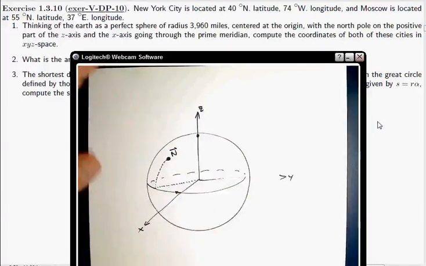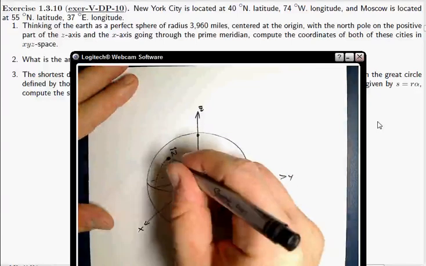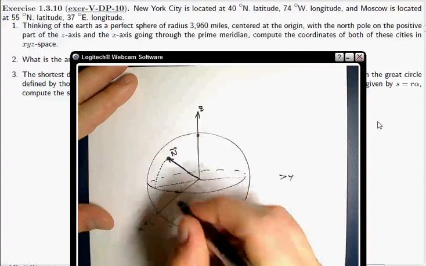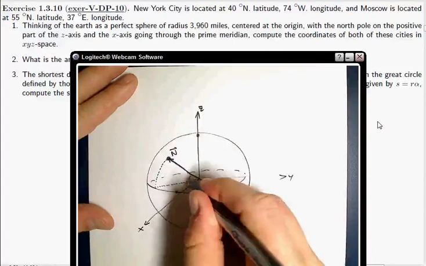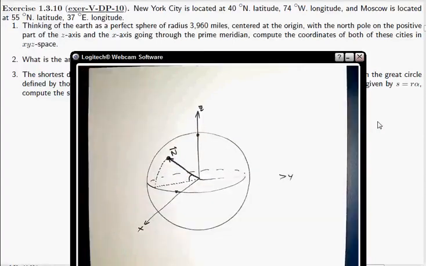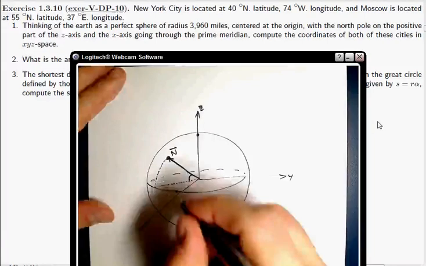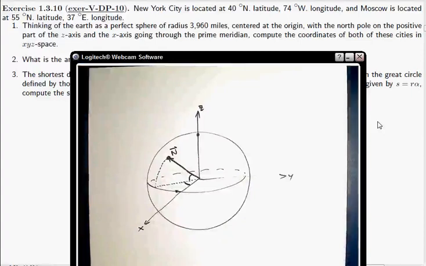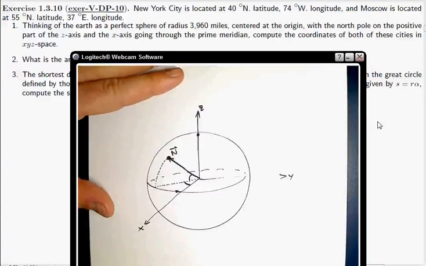Yeah, exactly. Okay, so we know certain angles here. Specifically, for one thing, I know what this angle is. That is the latitude. So that's 40 degrees. And I also know this angle here. That's the west longitude, and that's 74 degrees. Okay. So let's compute the coordinates at this point, and then Moscow is very similar. And I'll let you do the Moscow one by yourself.